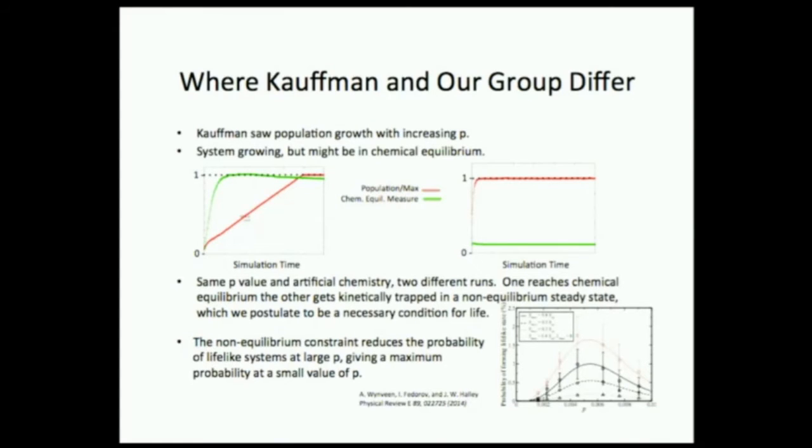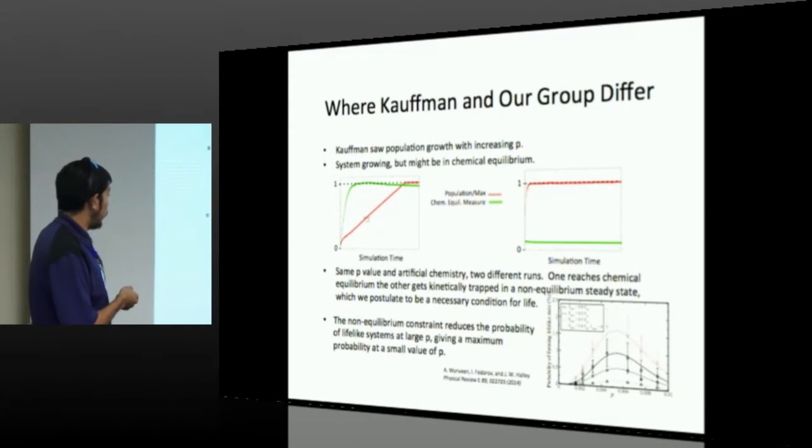And here in the green line, I have a measure of what we mean by chemical equilibrium, where 1 means the system is chemically equilibrated, and 0 means the system is not chemically equilibrated. We see that this one reaches chemical equilibrium, whereas this one grows to a maximum but stays out of chemical equilibrium and is kinetically trapped in a non-equilibrium steady state, which we postulate to be a necessary condition for life. And this non-equilibrium constraint reduces the probability of lifelike systems at large P, giving a maximum value at a small value of P.